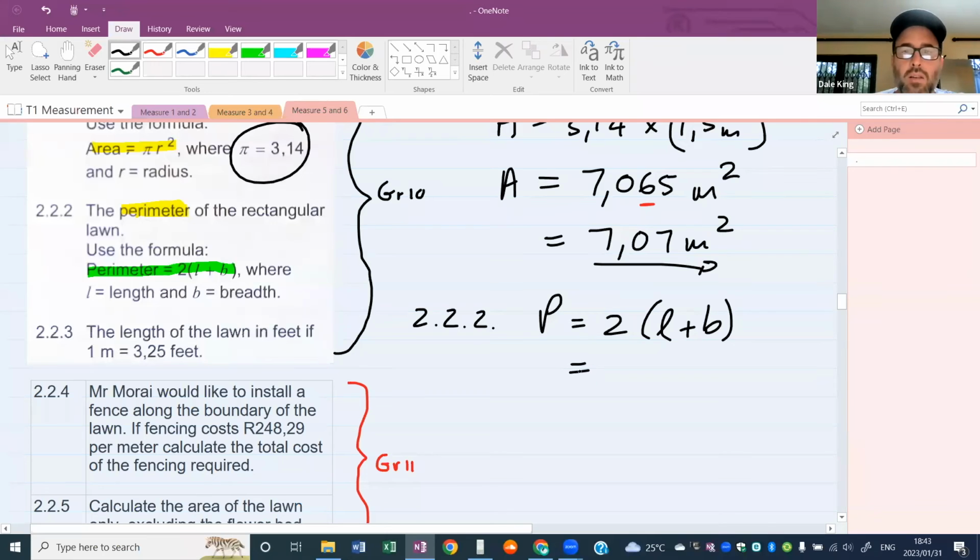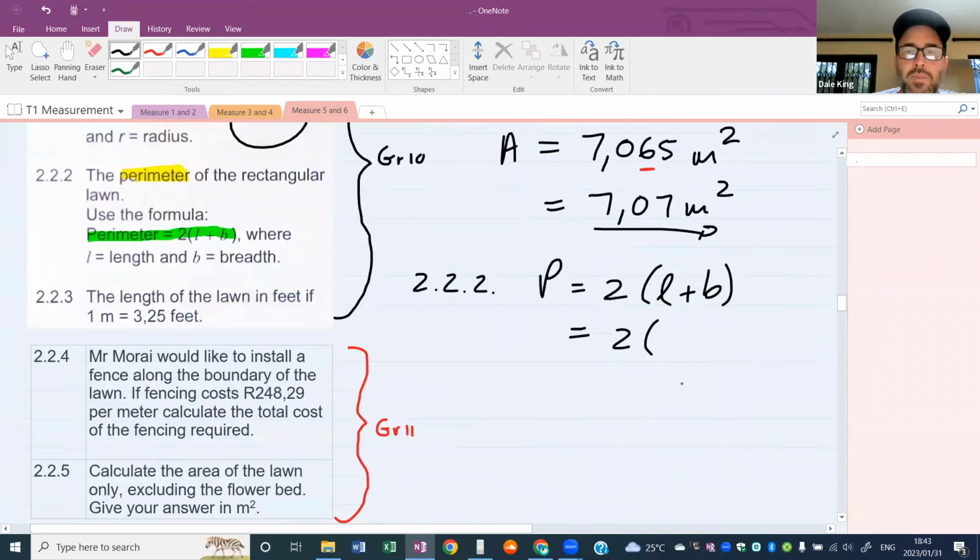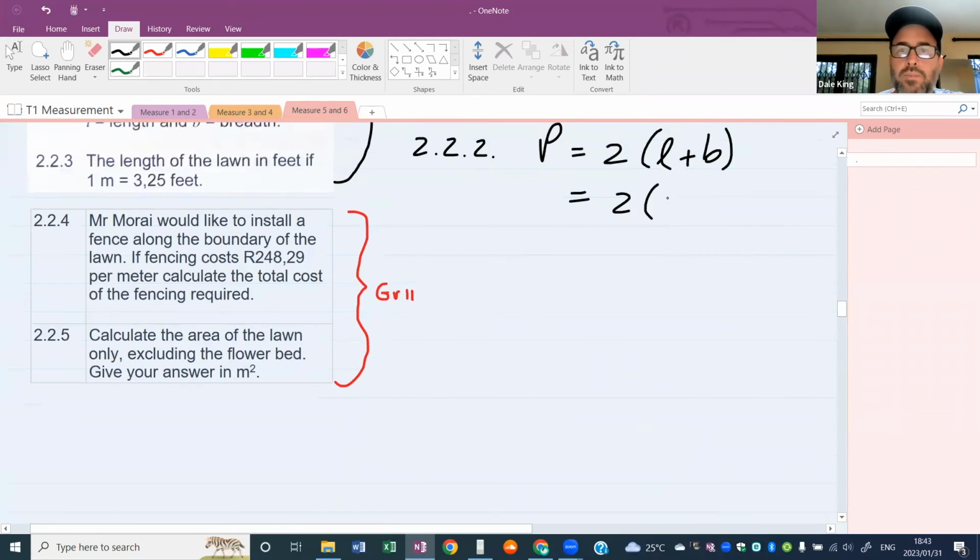All right, the length of the rectangle. Well, let's put my 2 there first. I need the length of the rectangle. Where is it? It's up there. It's 6. I'm going to put 6 in. Okay. The breadth of my rectangle was 4. I'm going to put 4 in. So I don't even need a calculator for this. 6 plus 4 in the brackets is 10. Times it by 2. That gives me 20.